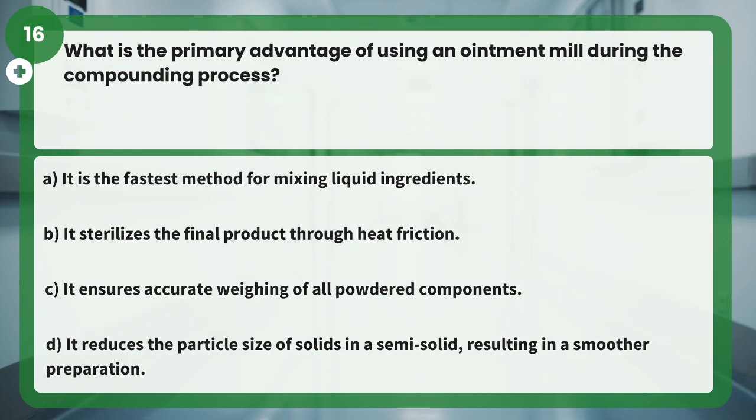Question 16. What is the primary advantage of using an ointment mill during the compounding process? A. It is the fastest method for mixing liquid ingredients. B. It sterilizes the final product through heat friction. C. It ensures accurate weighing of all powdered components. D. It reduces the particle size of solids in a semi-solid, resulting in a smoother preparation.